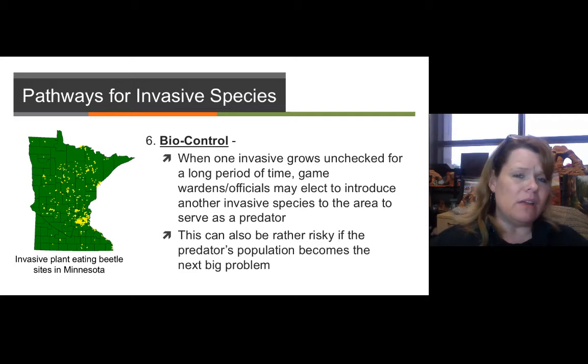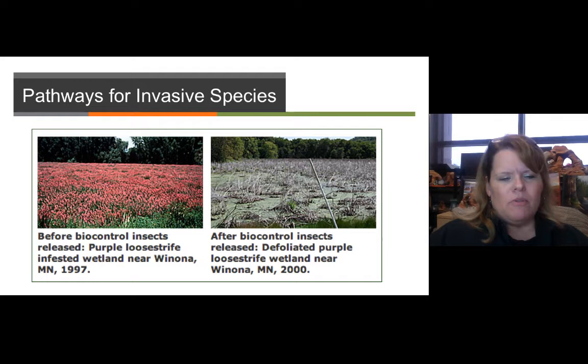Looking at invasive species before biocontrol insects were released, the purple loosestrife infested wetlands near Minnesota. And when you look at what happened after the biocontrol insects were released, it kind of backfired, didn't it? The intention was good, but in just 3 years, we went from left to right. So sometimes our decisions may not be the wisest, and we need to learn from them.